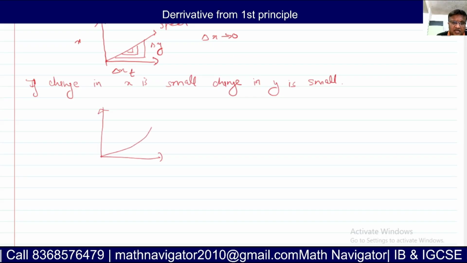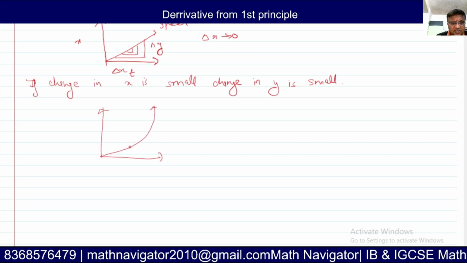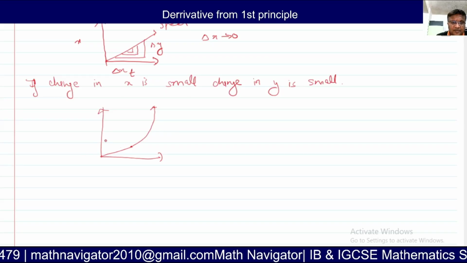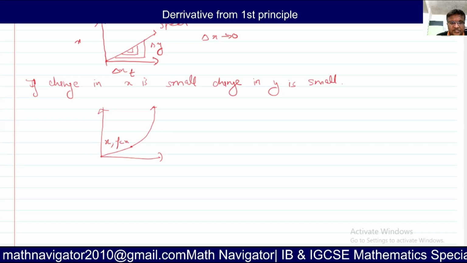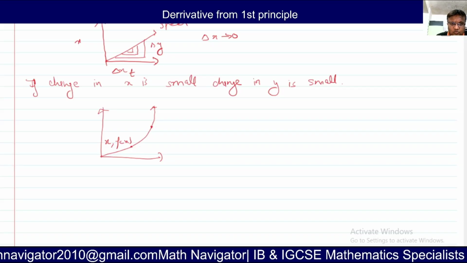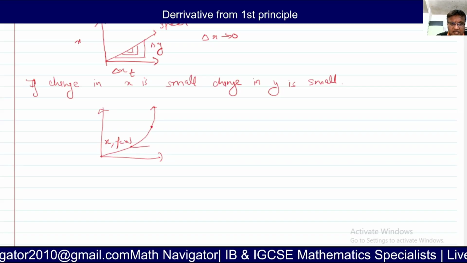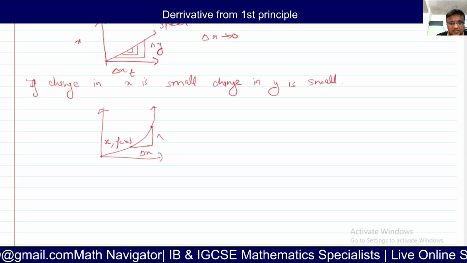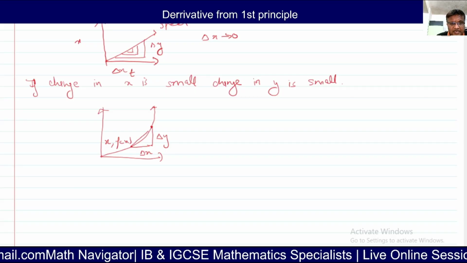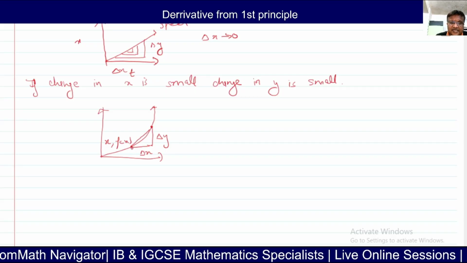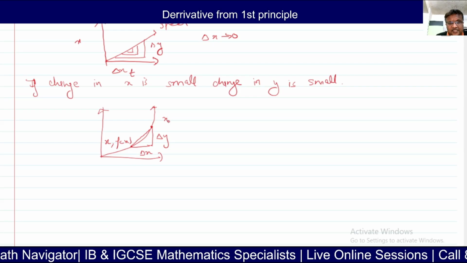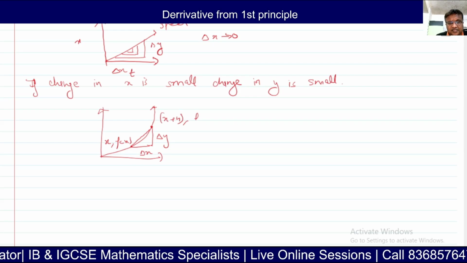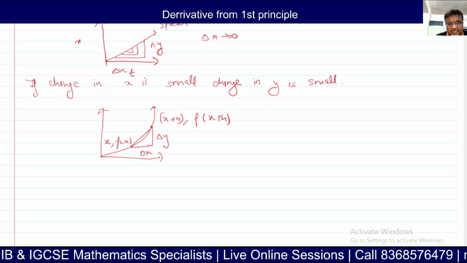Let's say I have a graph something like this. At this point, I have x and f(x). If I move to this point, I've covered this delta x and this delta y. I name this distance h. So this point x becomes x plus h and y becomes f of x plus h, right?